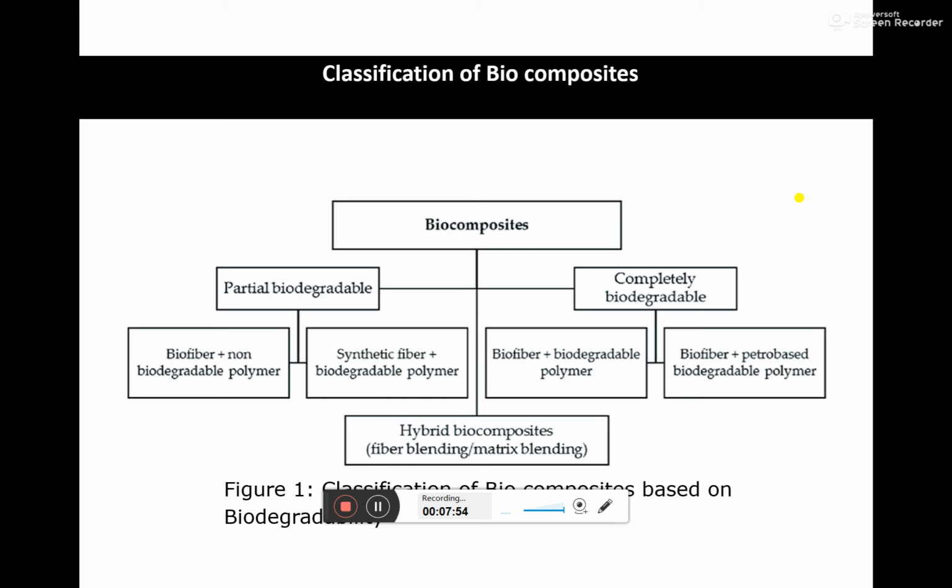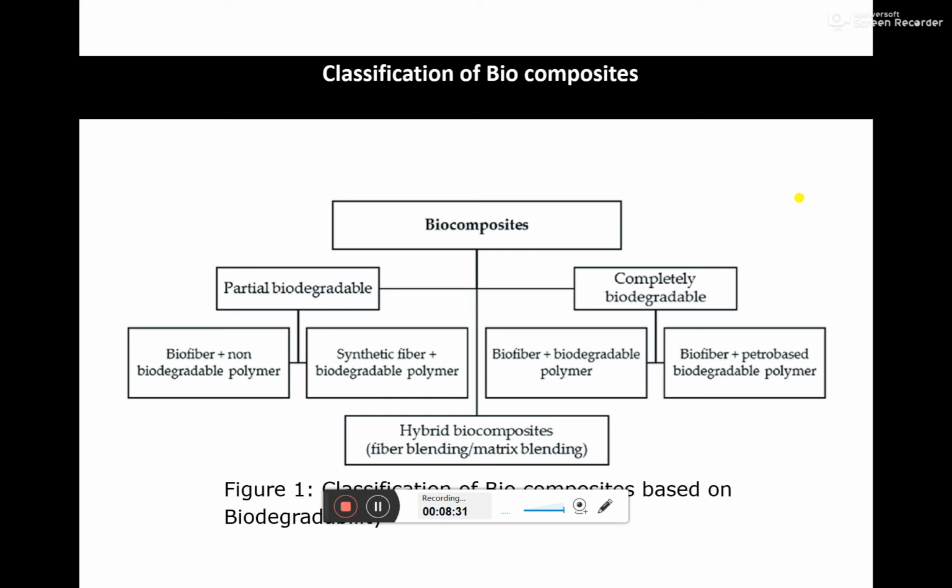So this is the diagram. This is related to the classification of the biocomposites. This is one classification based on biodegradability, whether you are using fully biodegradable material or partially biodegradable material. Based on that, these biocomposites are classified or divided into two different types: partial biodegradable composites and completely biodegradable composites.